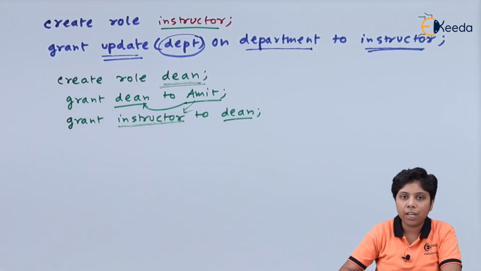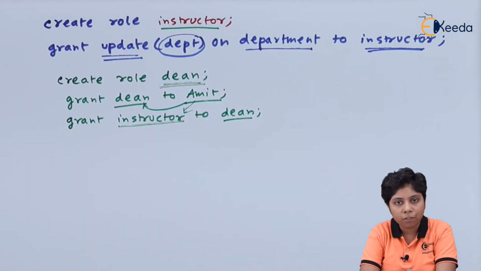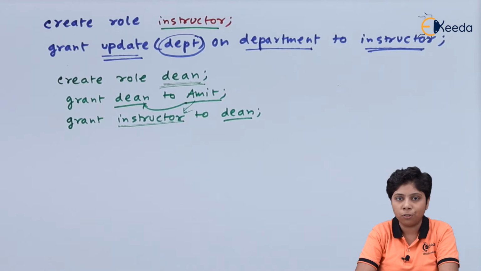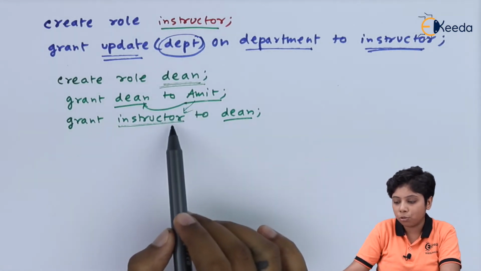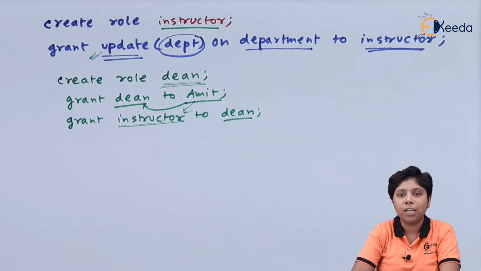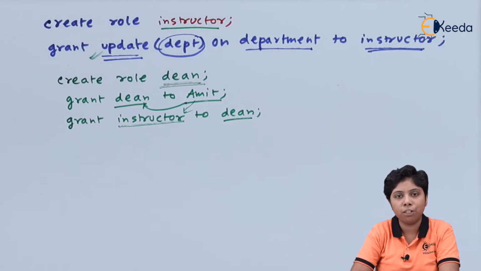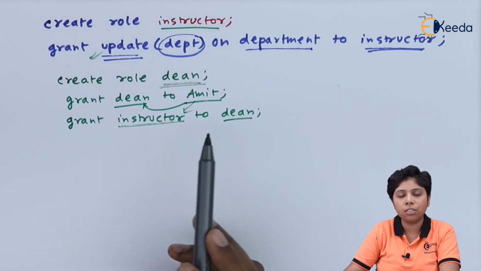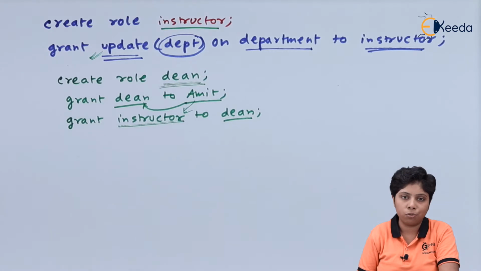So in this way, a role can directly be given a privilege, or it can be given a privilege that has been given to another role. Amit is given the instructor role, which has been given an update privilege, and indirectly that can be used by Amit. So in this way we can grant roles to other roles and to the users of those roles.